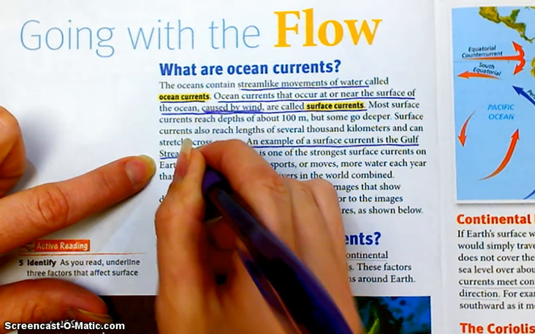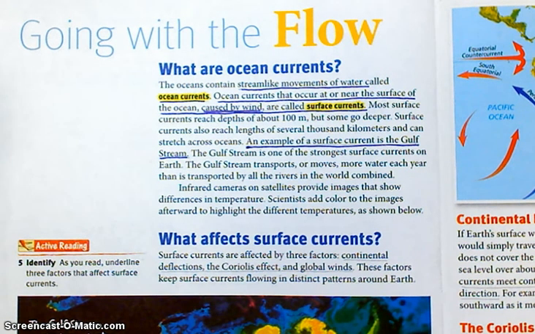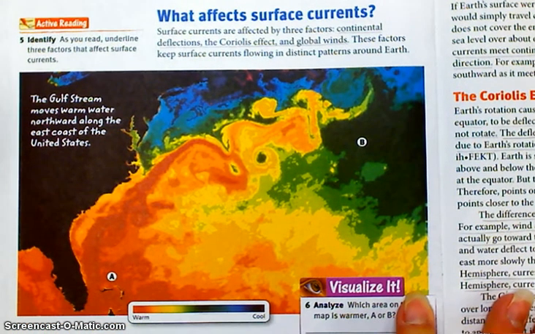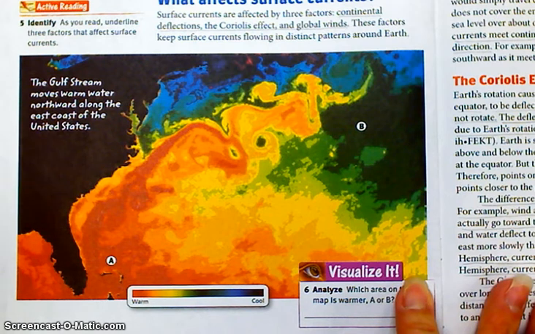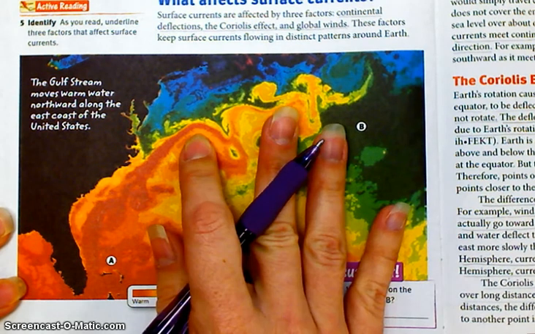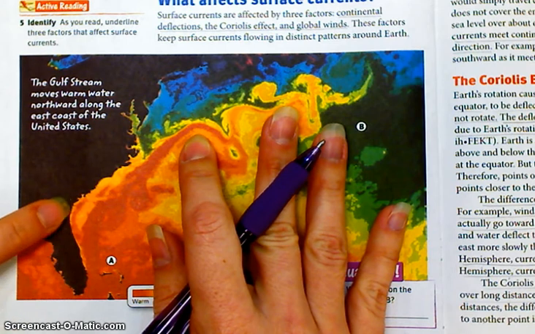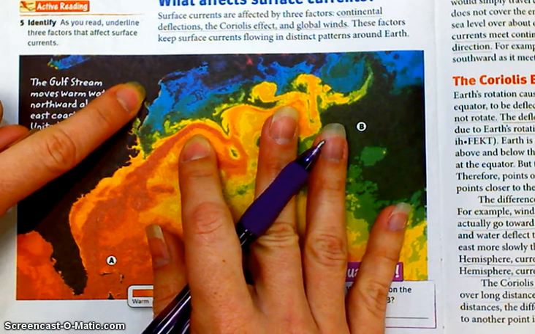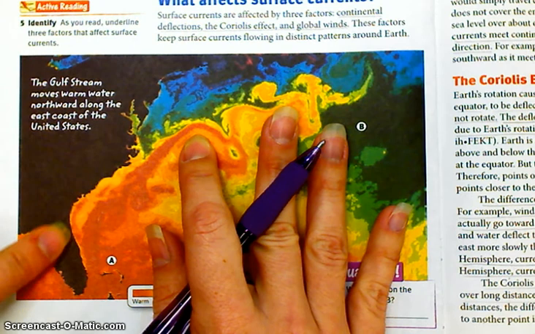This is a particular surface current that we're going to look at. If you scroll down here to the bottom illustration, notice on this map, this area in here is the Atlantic Ocean. This is Florida. This is Georgia, South Carolina, up into Virginia, New Jersey, New York. Okay, so this is the east coast of the United States right here.